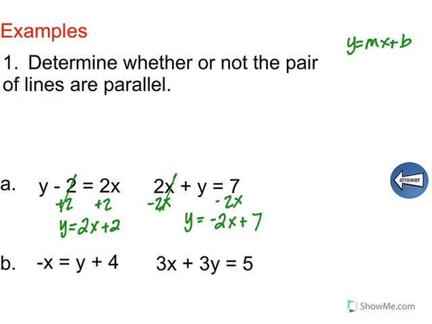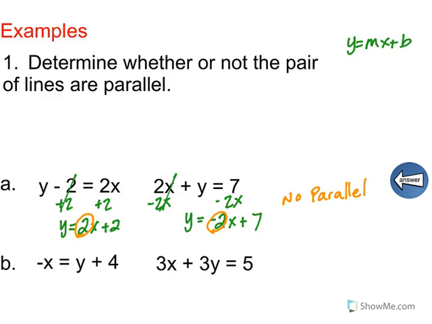These lines are not parallel because their slopes are different. One has a slope of 2, while the other one has a slope of negative 2, and so they are not parallel, because parallel lines will have the same slope, but a different y-intercept.